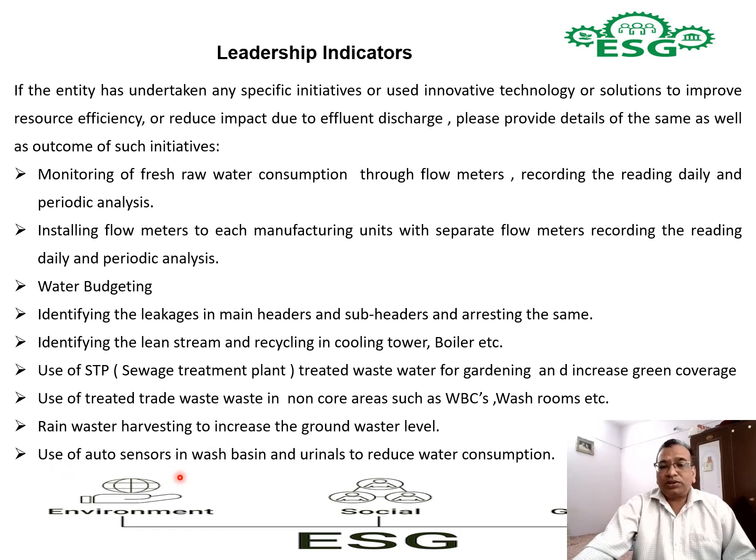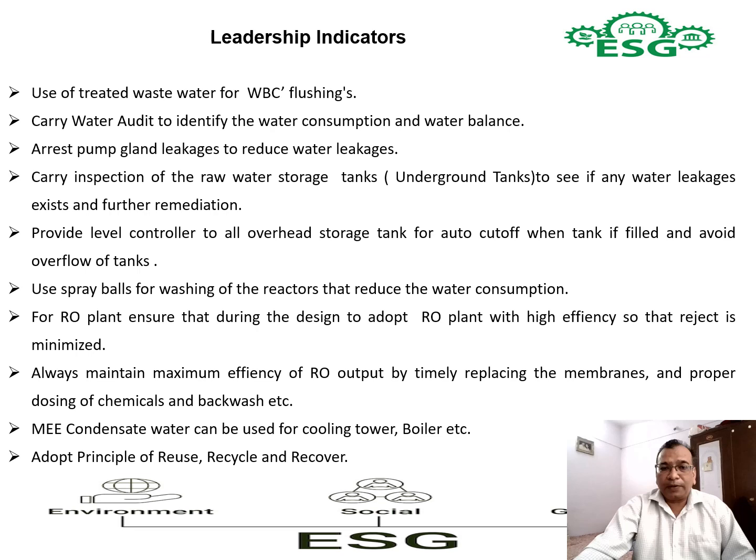Then use of auto sensors in wash basins and urinals to reduce the water consumption. See, usually if the manpower is more, in the washrooms and urinals a lot of water is unnecessarily consumed 24/7. So you can use the auto sensors. Many industries are using them, which will restrict the excess water consumption. Then use of treated wastewater for WC flushing. This flushing should not use raw water, but treated wastewater.